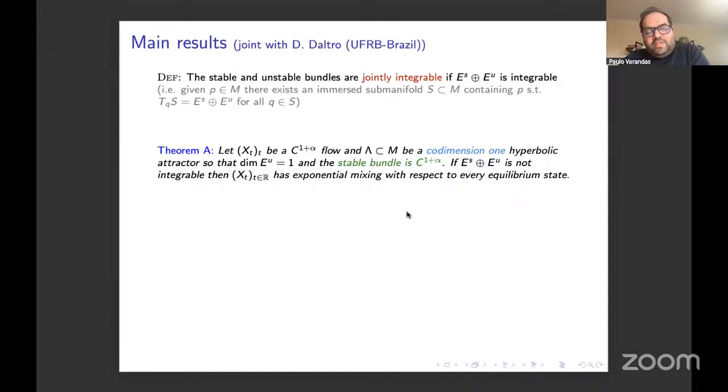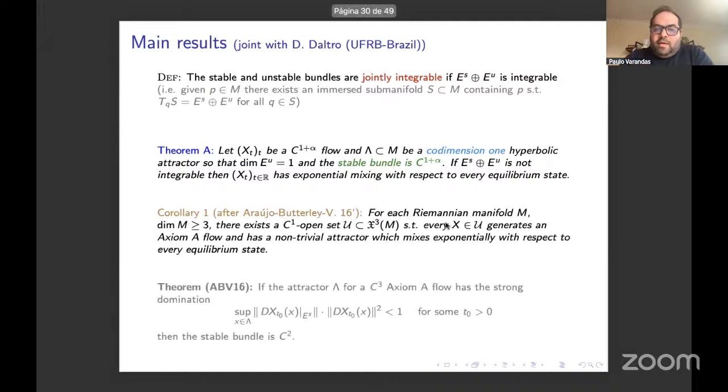So this is a version of what one expects, that hyperbolic attractors do have this kind of dichotomy: either you don't mix topologically, or if you mix topologically, then you should have exponential mixing. And after constructions with Vitor and with Oliver, we are able to build manifolds which realize these kinds of attractors, which mix exponentially.